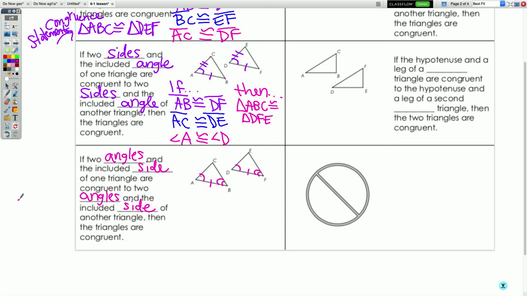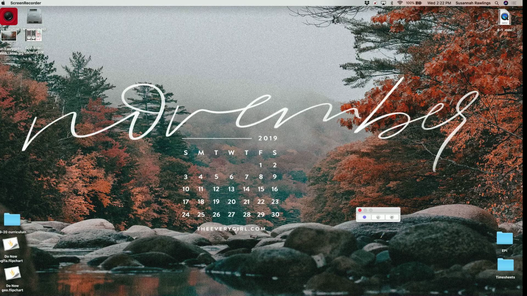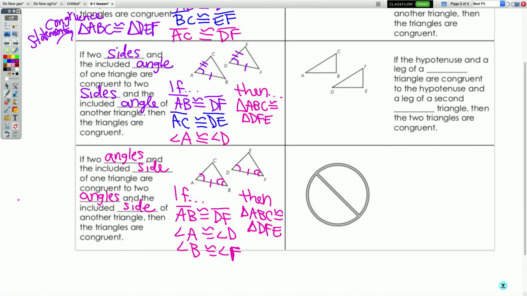Then I'm going to pause the video here and let you guys try to write down your criteria. So I'm going to have you guys do the if and the then part on your own. So again, you're just listing what they gave you. So what sides are congruent, what angles are congruent. And I'll pause here. So double check that you got the same answers as me.